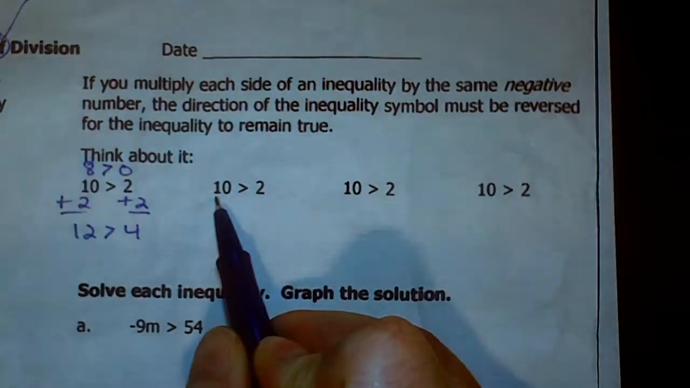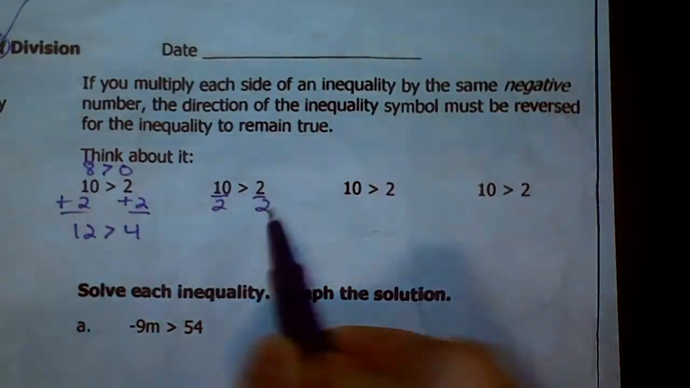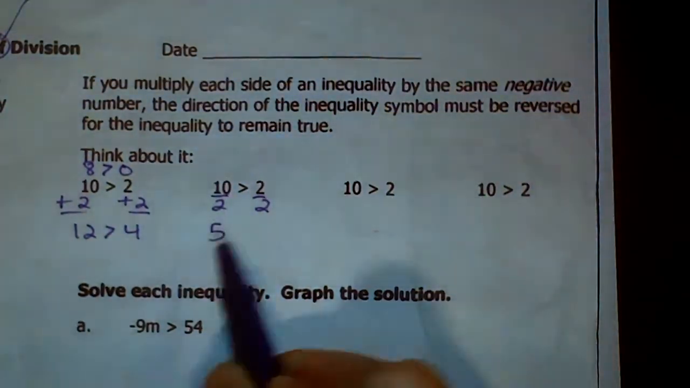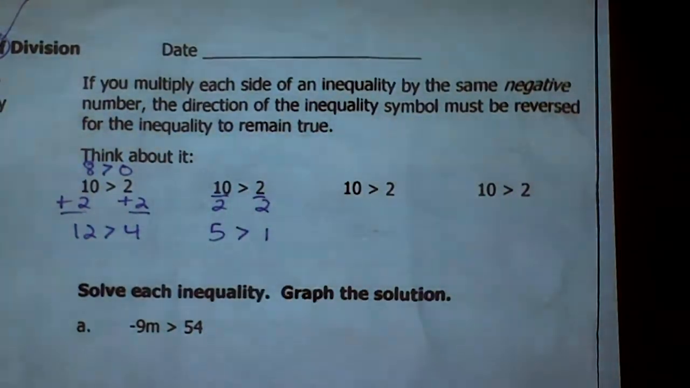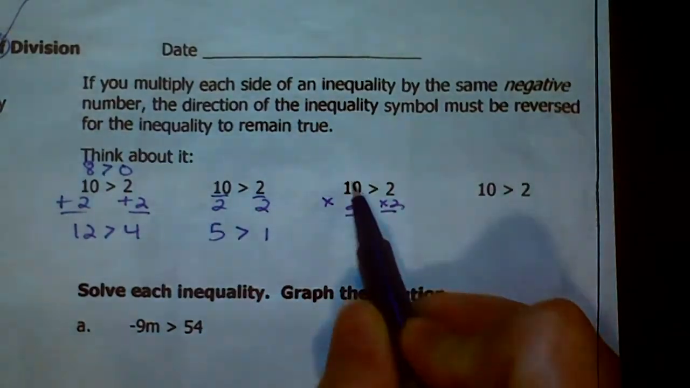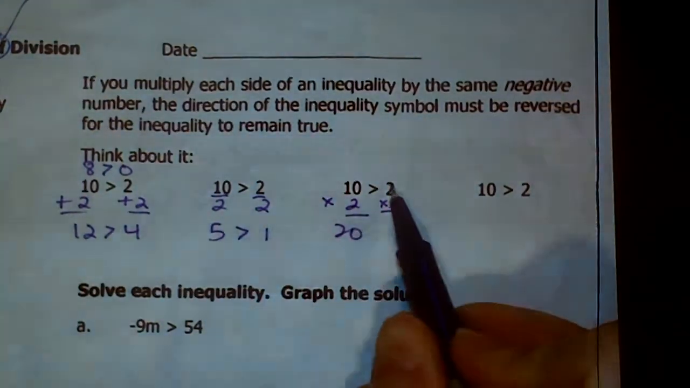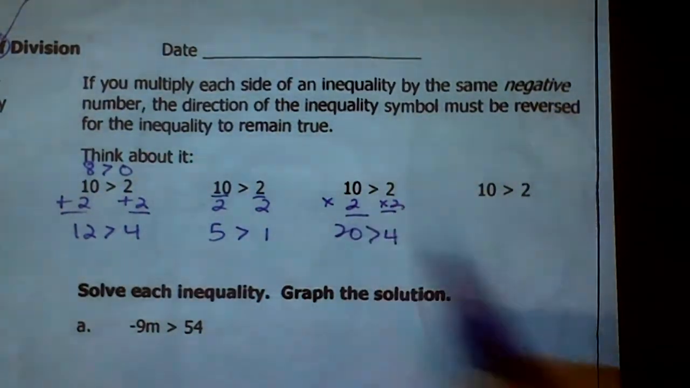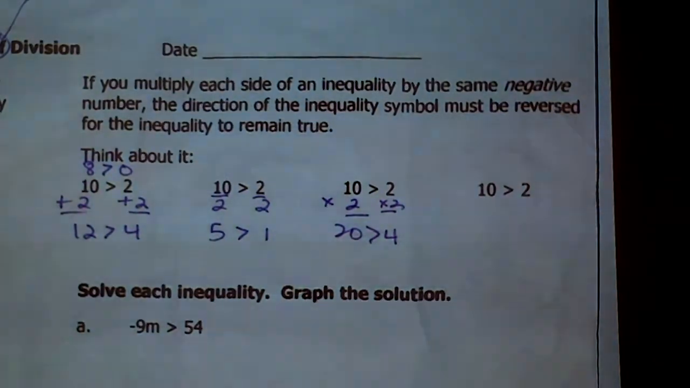Same thing here. If I divided each side by 2, 10 divided by 2 is 5, 2 divided by 2 is 1. Is 5 greater than 1? Yup. If I multiply each side by the same positive amount, 10 times 2 is 20. 2 times 2 is 4. Is 20 greater than 4? Yup, so it stays true.